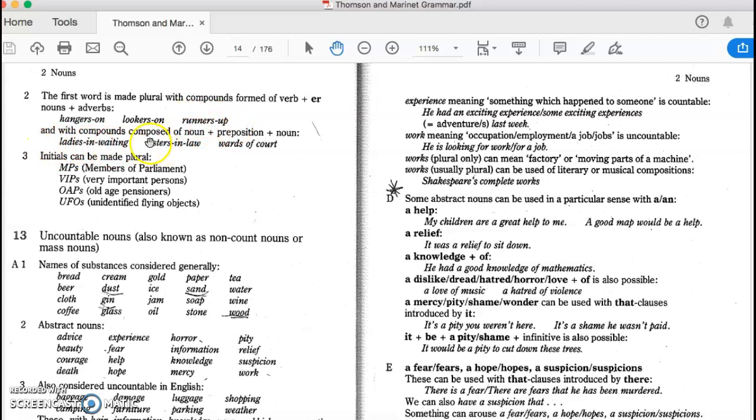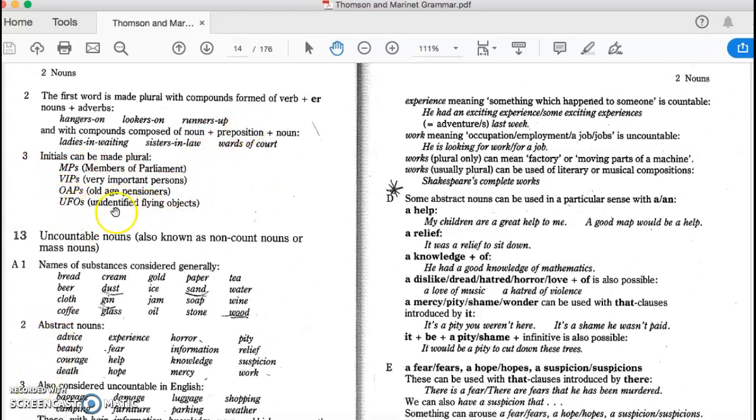With compounds of noun and preposition and noun, again you put the noun in the plural. Ladies in waiting, not lady in waitings. Sisters-in-law, not sister-in-laws, and so on. Initials can also be made plural. MPs, VIPs, UFOs, and so on.